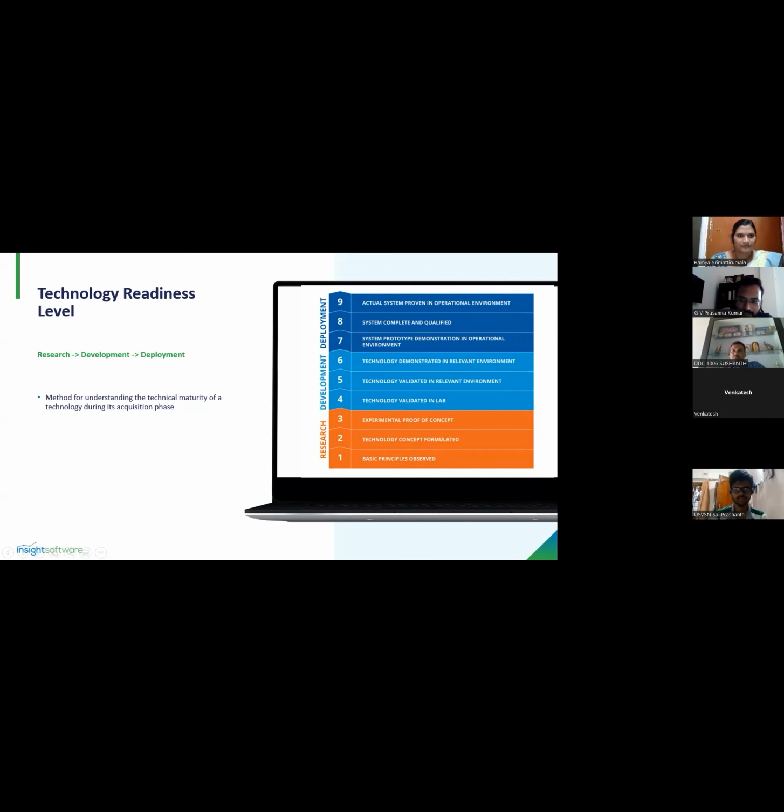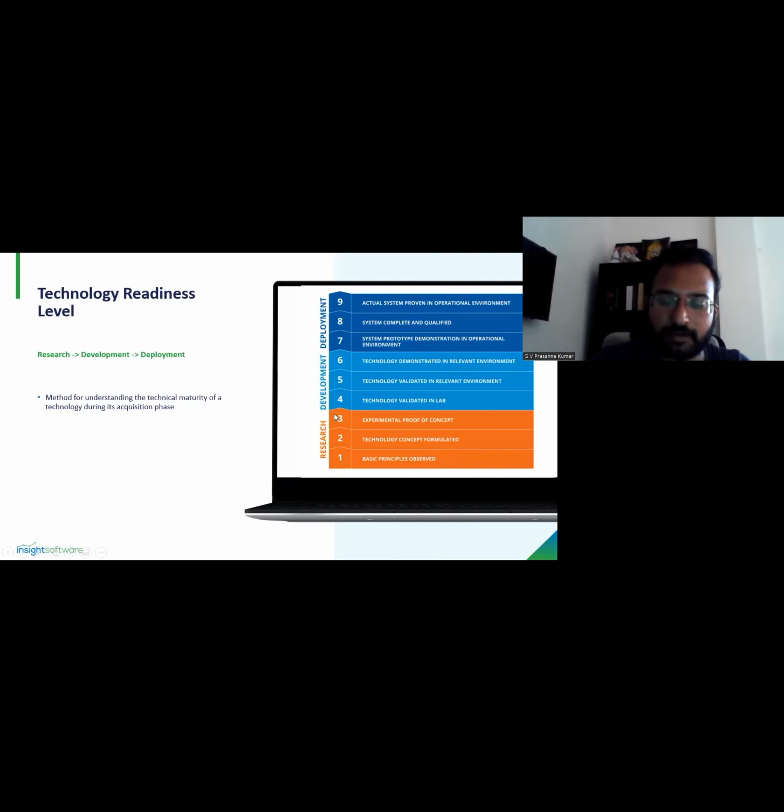Before that, levels 1 to 3 are more or less from the university and college standpoint, and 1 to 9 would be used for corporates or any manufacturing or other organization. Levels 4 to 7 we generally call the valley of death. There is a specific reason why these stages are called that: this is the crucial period where product development happens and the product gets a life.